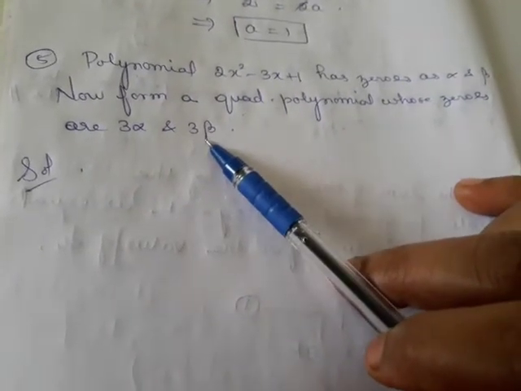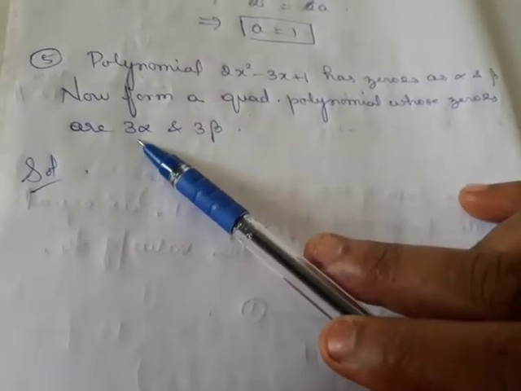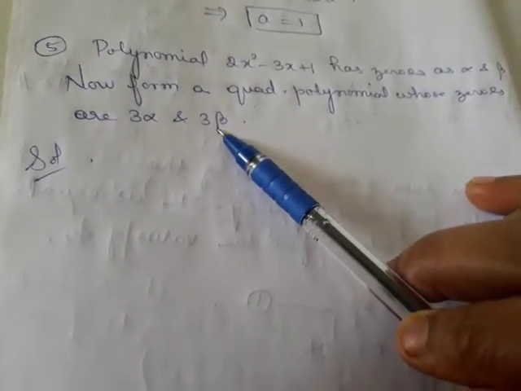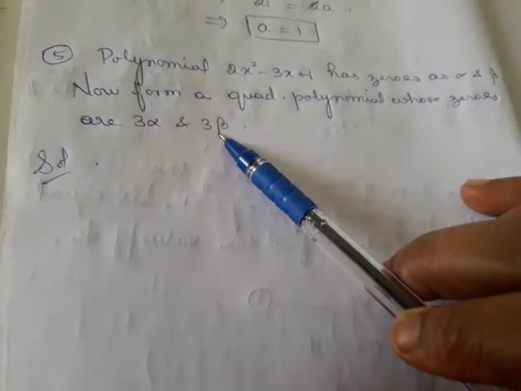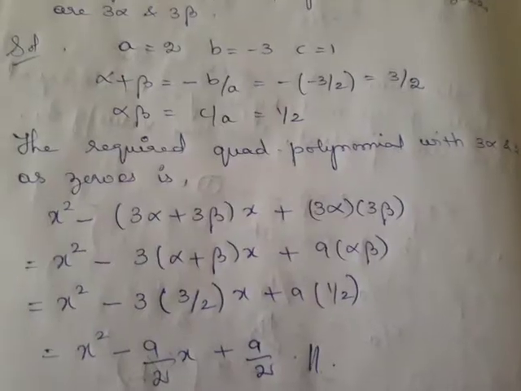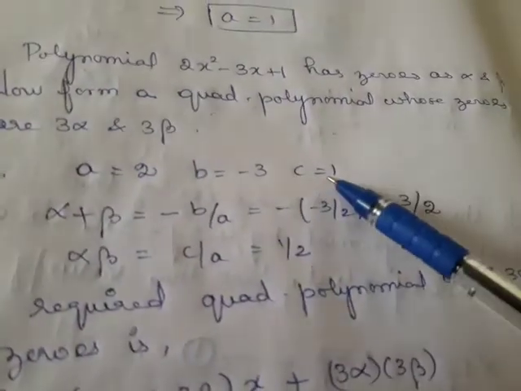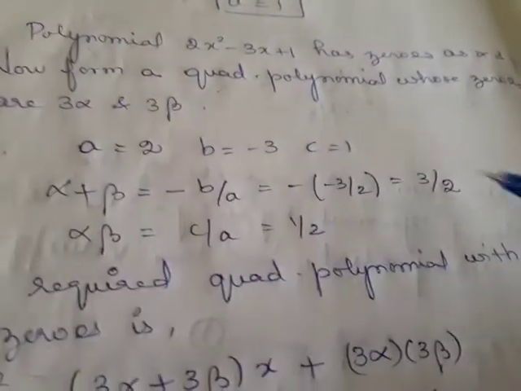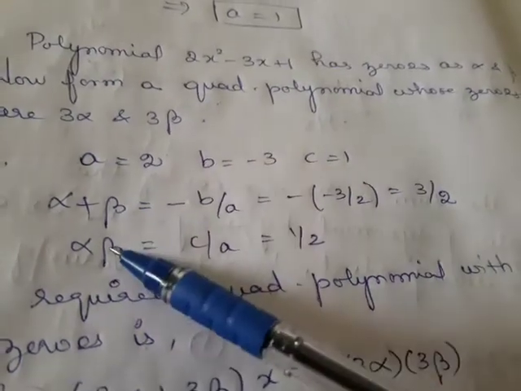But here in the place of sum of the roots, what will we write? 3 alpha plus 3 beta. In the product of the roots we will write 3 alpha into 3 beta, because here the zeros are 3 alpha and 3 beta, right? Now we will solve this problem. Yes, as I told you, first write what is a, b and c from the given polynomial. Then alpha plus beta is minus b by a, so it will become 3 by 2. Alpha beta is c by a, so it is 1 by 2.